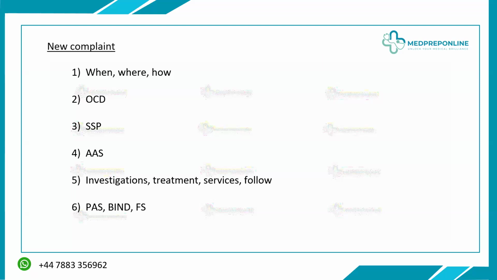And for the new complaint, you can ask if any investigations were done so far, treatment given so far, services or any follow-up. And then again, past medical history, allergies, any complications, immunization, nutritional history, development history, family history, social history, schooling, and finances. So these all are important domains, regardless of whether it's a new complaint or any ongoing chronic condition.